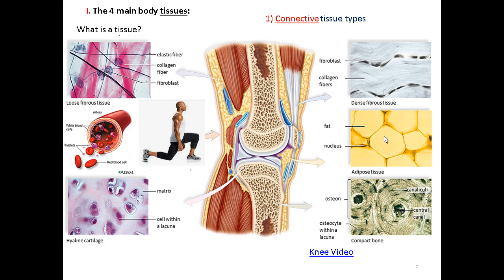Like this you can identify as fat. Adipose tissue is fat tissue. And you might think, how does fat tissue connect things? Well, fat is under your skin. Think of it connecting your skin to your muscle. Even if you're really, really lean, you have a little bit of fat under your skin.